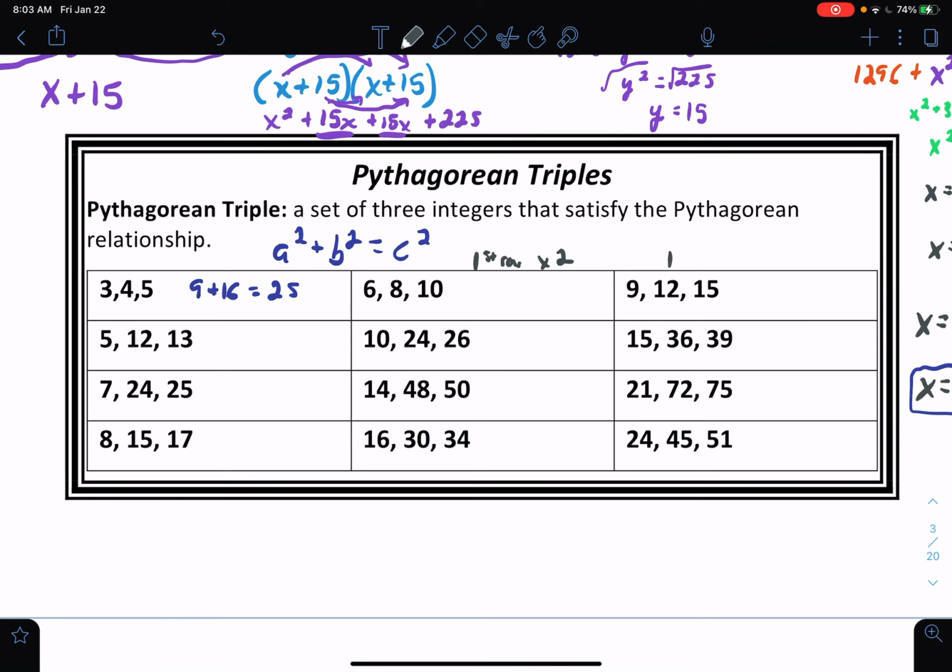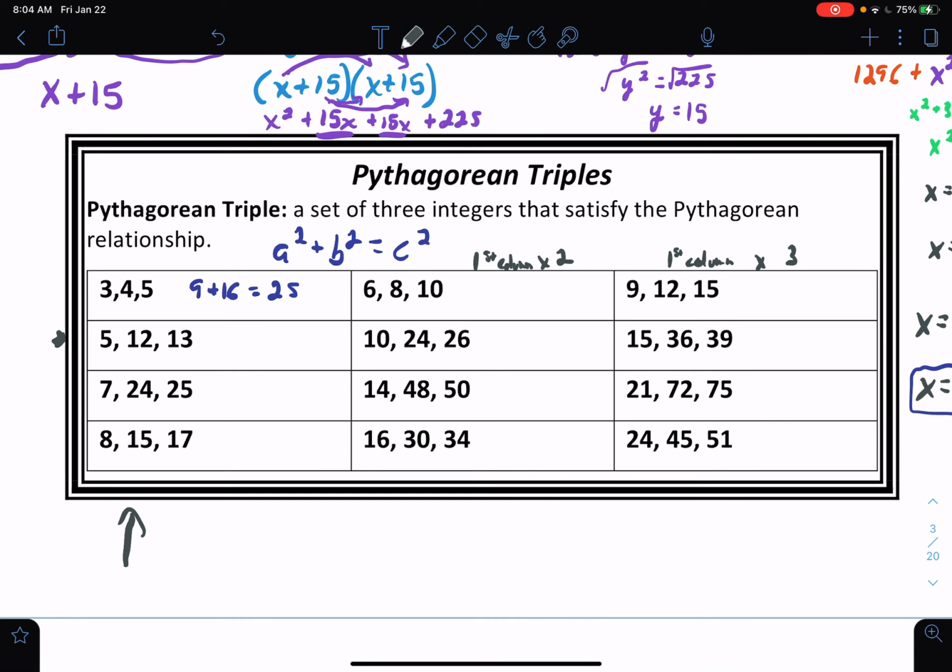If I take, not first row, first column. If I take the first column here and I multiply it by 3, I'll get everything in the third column, right? If I take 5, 12, and 13 and I multiply it by 3, I get 15, 36, and 39. So if you need to kind of memorize or understand any of them, understand this first column, because then if you understand those, you'll recognize the multiples in the other columns.